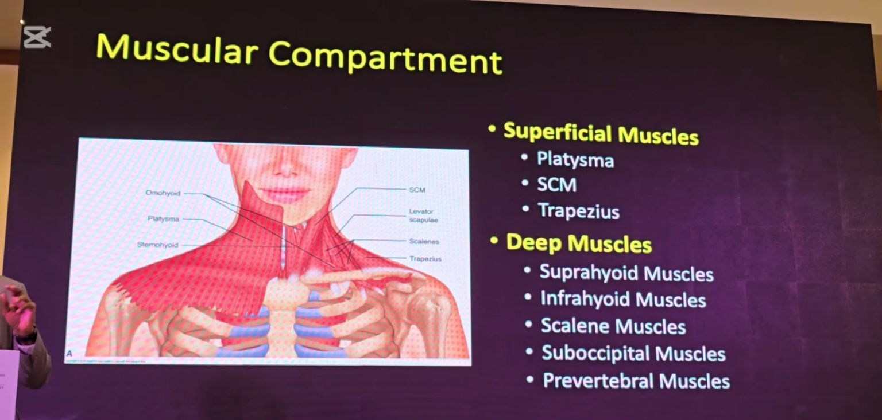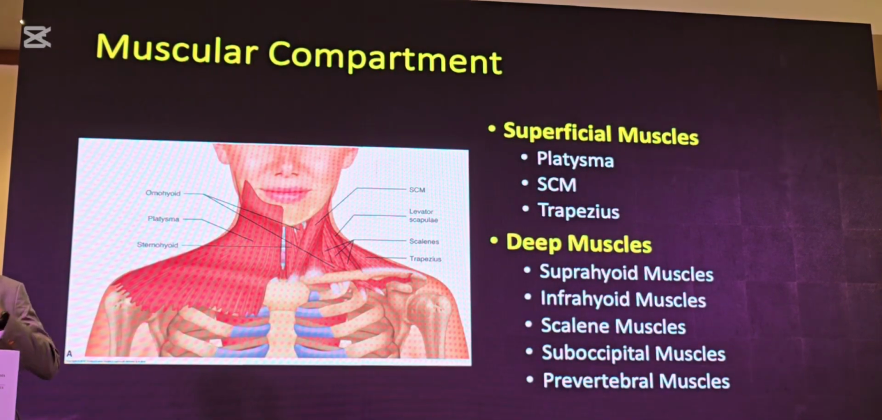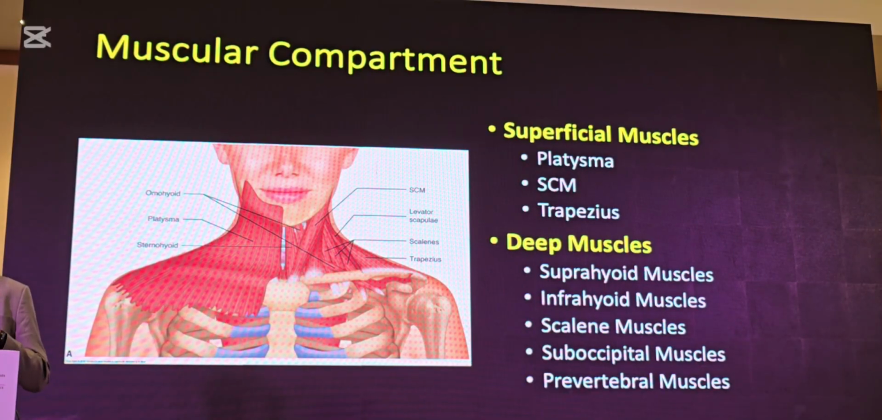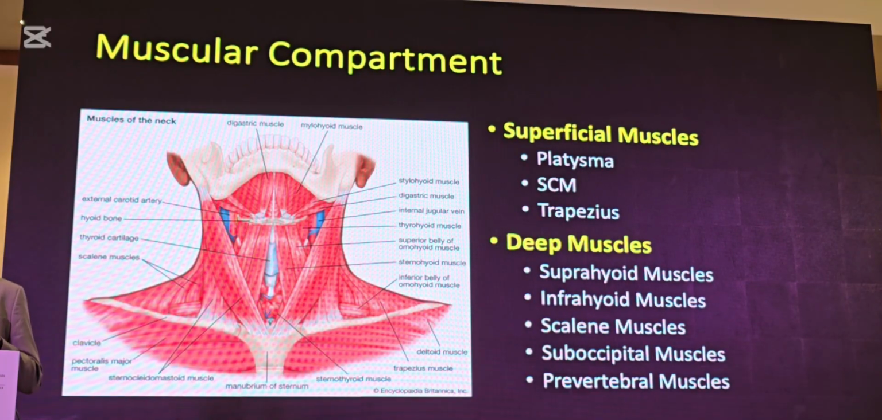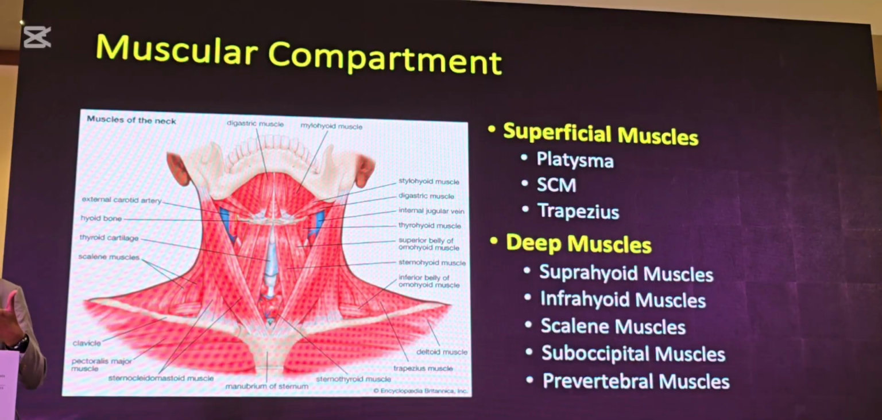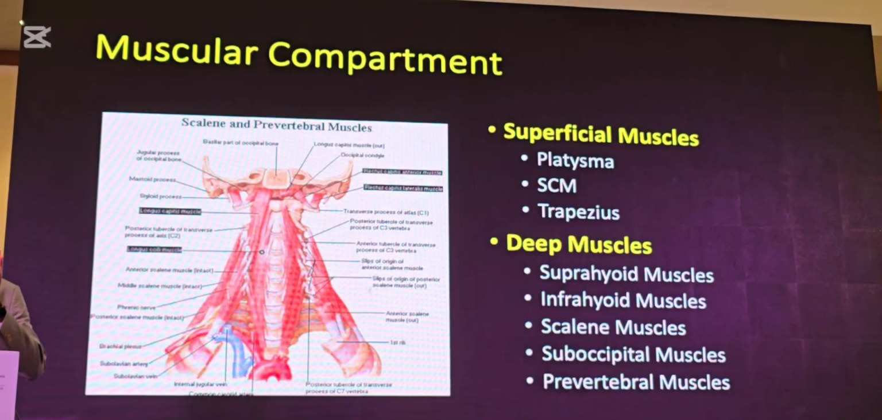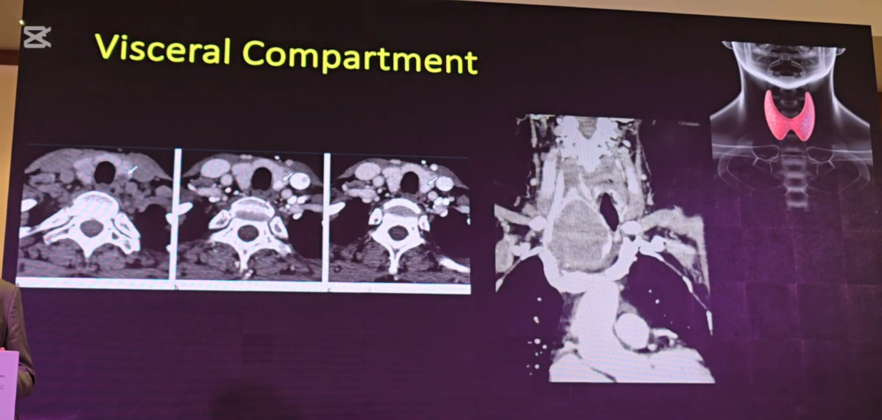So the muscles: platysma, sternocleidomastoid, and trapezius in the superficial group, and deep muscles, suprahyoid and infrahyoid. And when you remove both suprahyoid and infrahyoid, the next compartment will be the scalene muscles. Usually we don't remember the scalene muscles, so that's the next group of muscles. And next behind will be the prevertebral muscles, and behind will be suboccipital muscles and paravertebral muscles.